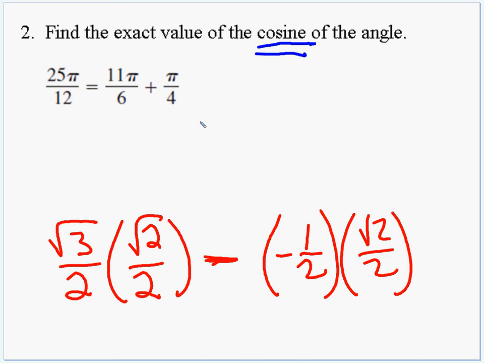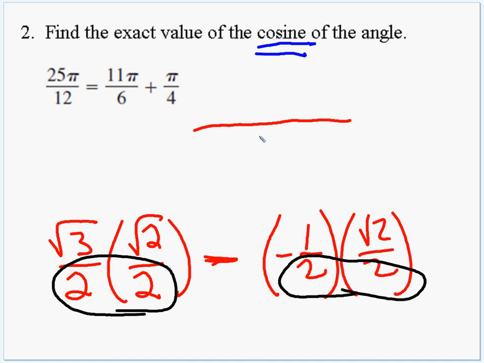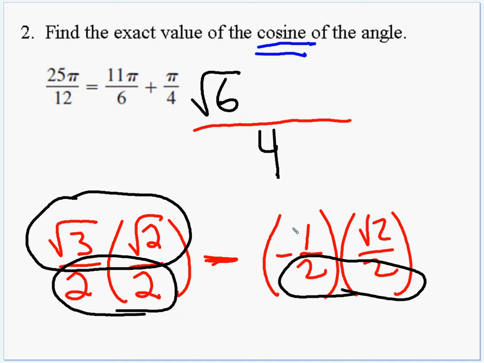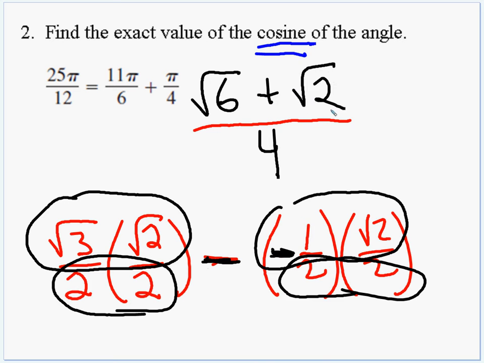So once again, our final answer will be a single fraction. Our common denominator is again 4. And now our first piece of the numerator, if we multiply these together, we're going to get a root 6. Now here, if we multiply these, we're going to get a negative root 2, but it'll hit this negative and turn to a positive, plus a root of 2. And there's our answer for the exact value of the cosine of 25 pi over 12.